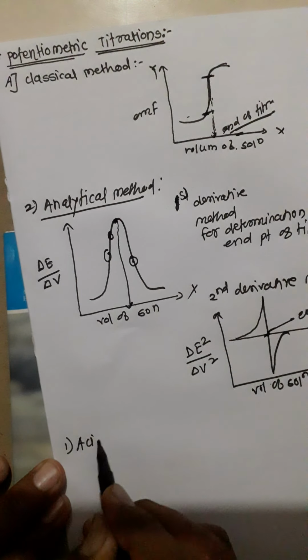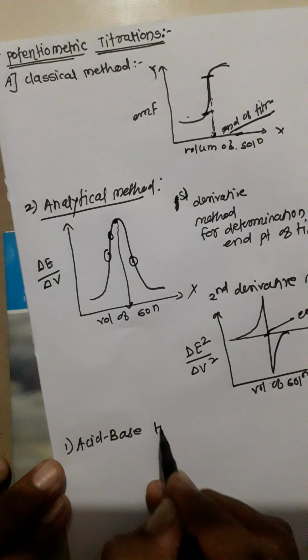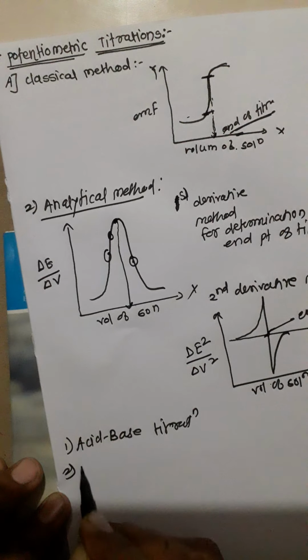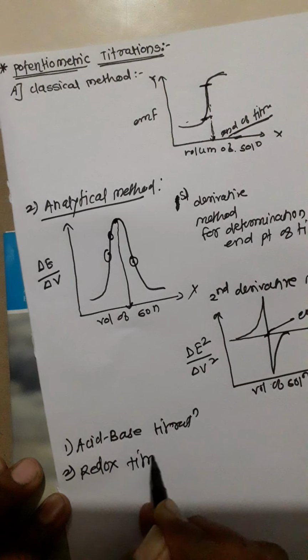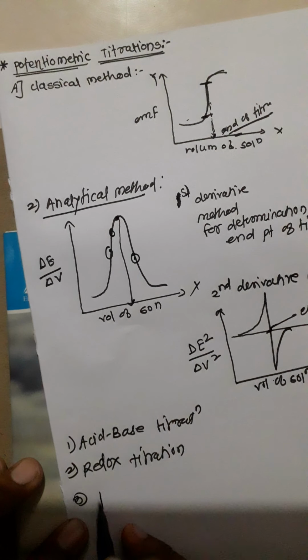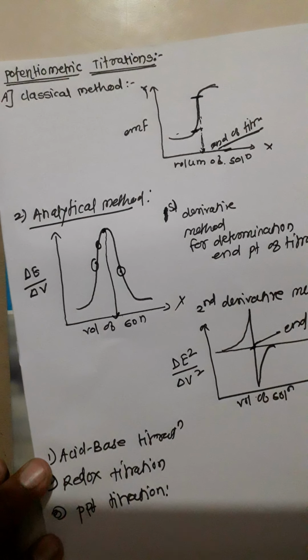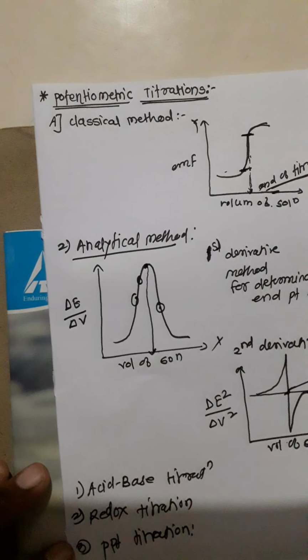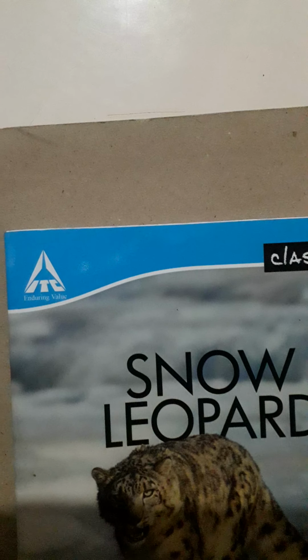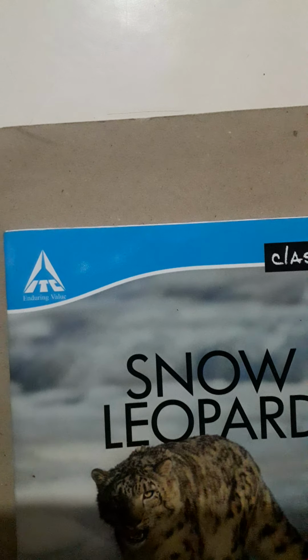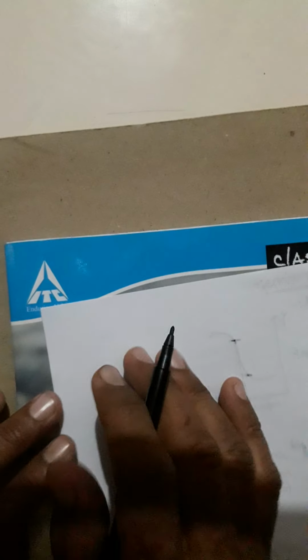Next, there are three types of titration in your syllabus. First is acid base titration. Second one is redox titration. Third one is precipitation titration. Now, first see the acid base titration.